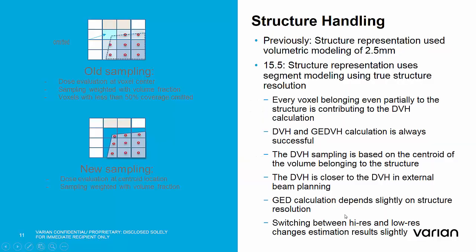Small structure handling is better supported in version 15.5. The algorithms prior to 15.5 used a resolution of 2.5 millimeters. Thus, during the extraction phase, the algorithm would skip any structure that was half a voxel or less in size. Any skipped structure was not used for training the model nor recorded. The DVH estimation may not have been possible or not successful for very small structures in the past.